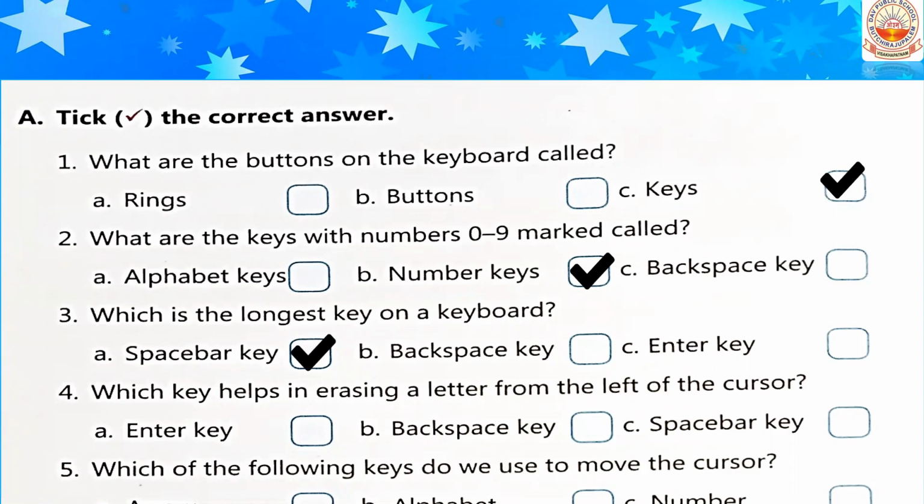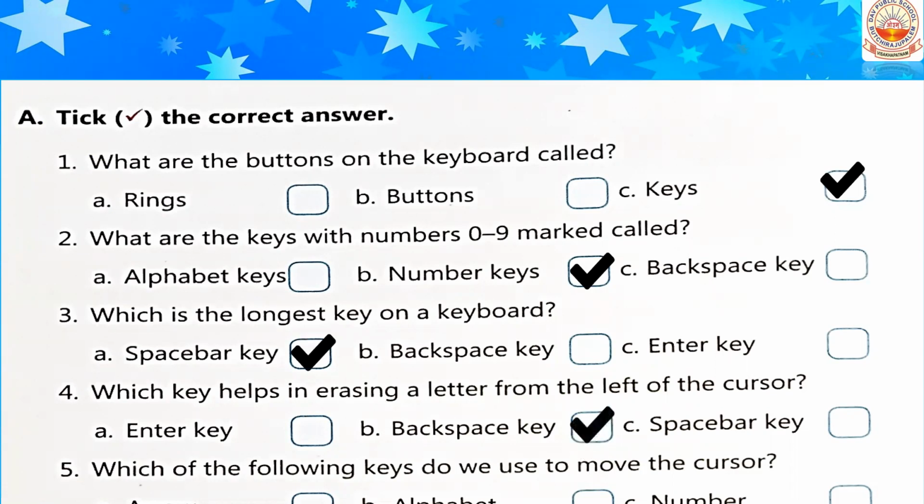Okay, the next question. Which key helps in erasing a letter from the left of the cursor? So just now I had told you, children, left of the cursor. So which key is used to erase from the left of the cursor? The first option is enter key. The second one is backspace key. The third option is spacebar key. So what is the right answer?